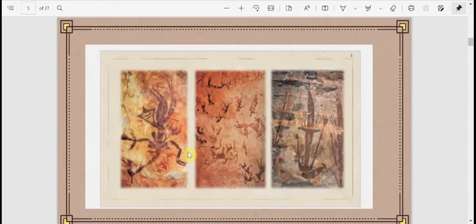So, our ancestors were very creative and very resourceful during that time, even without advanced technology and proper tools in making those kinds of artworks.